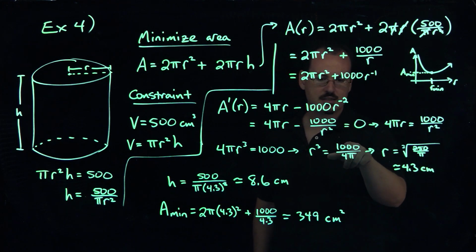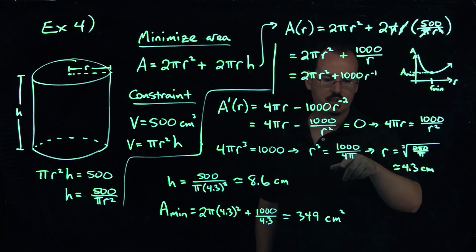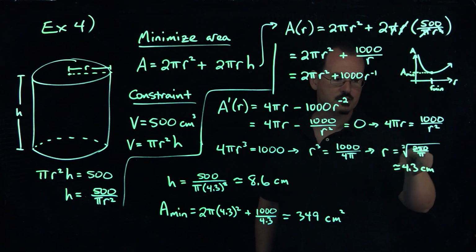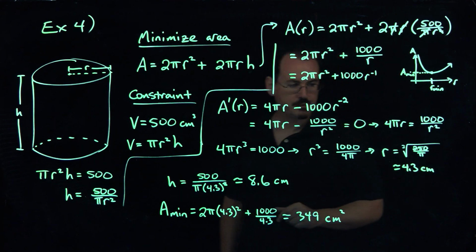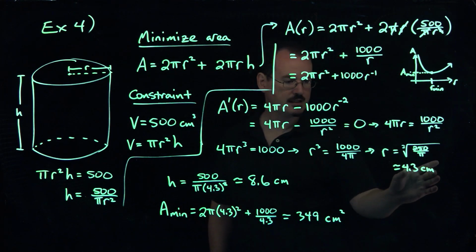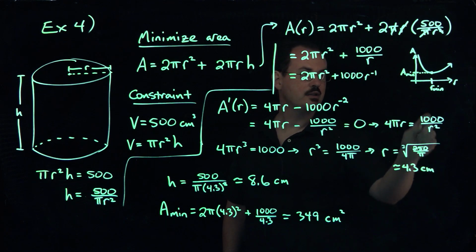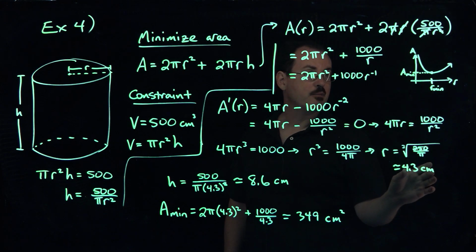But we can also realize that 1,000 over 4 is 250, so this is the same as 250 over pi. So r is the cube root of 250 over pi. That turns out to be about 4.3. So this 4.3 value would be the r minimum value right here on the graph. That would be the value of r that minimizes a.